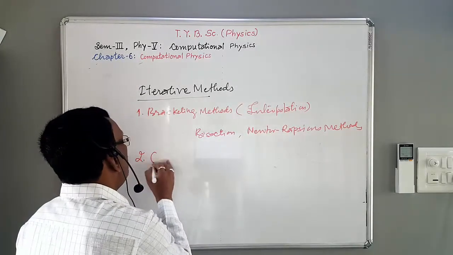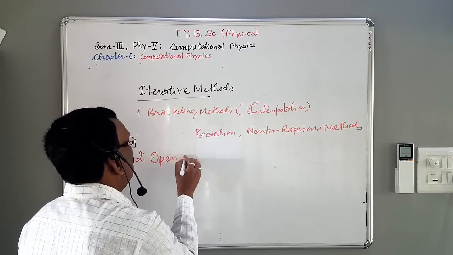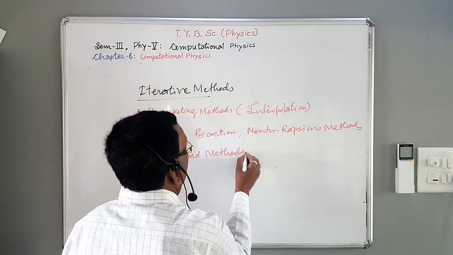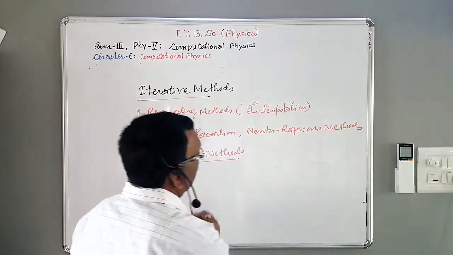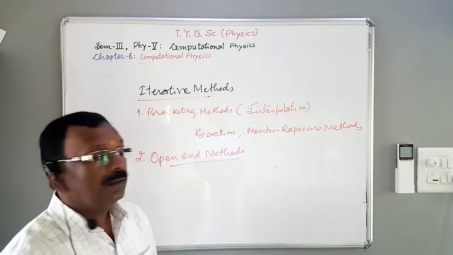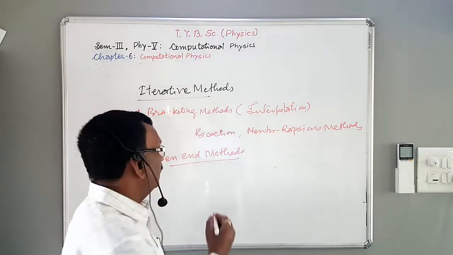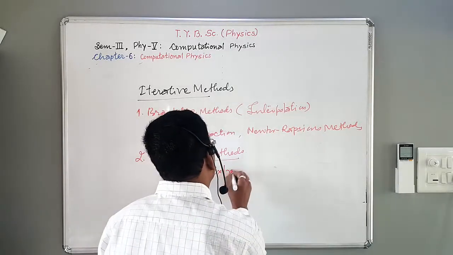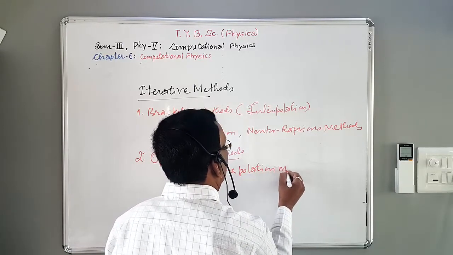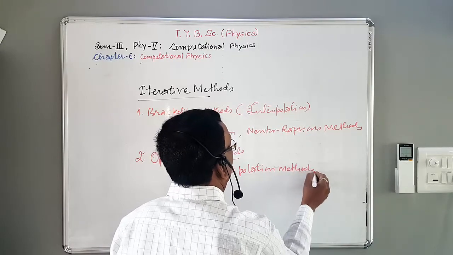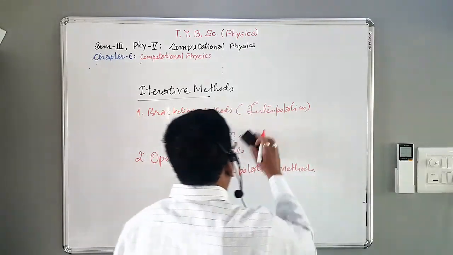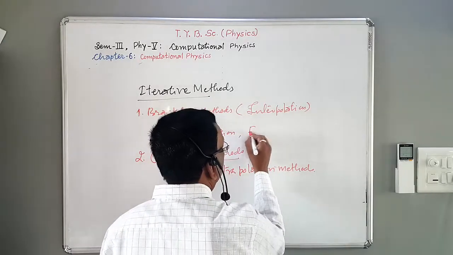Second category is open-end method. This method is also known as extrapolation method. Here, not Newton-Raphson, the false position method.